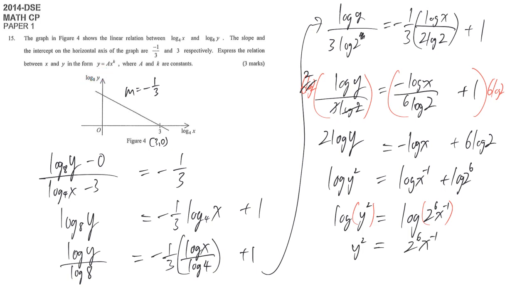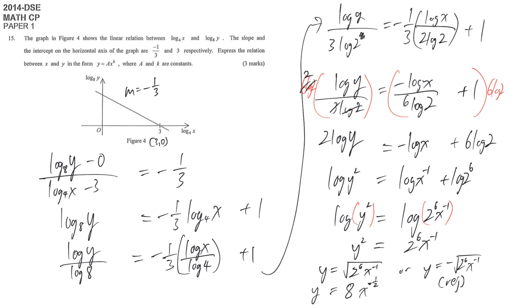To finalize our answer, we need to express y in this format but not y squared. So what I have to do next is to take the square root. y is equal to the square root of 2 to the power 6 x to the power negative 1, or y is equal to negative square root of 2 to the power 6 x to the power negative 1. However, what is inside log must be a positive value, otherwise it is undefined. So y, the input, can't be negative, so this is rejected. And our answer is y equal to 2 to the power 3, which means 8, and then x to the power of negative 1 over 2. So we successfully answer y in this format, where a is 8 and k is negative 1 over 2.